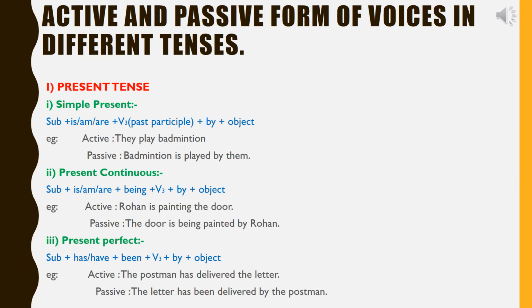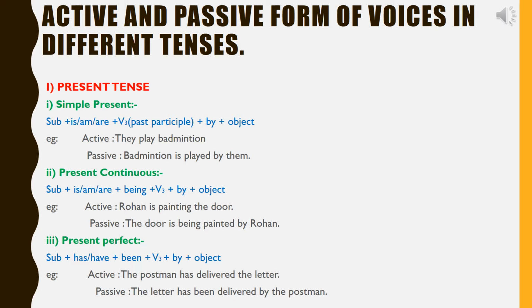As we all know, there are three kinds of tenses: present tense, past tense, and future tense. Let us see how active and passive form of voices change in these three kinds of tenses. First is present tense. In present tense, we have simple present, present continuous, and present perfect. Let's start with simple present.